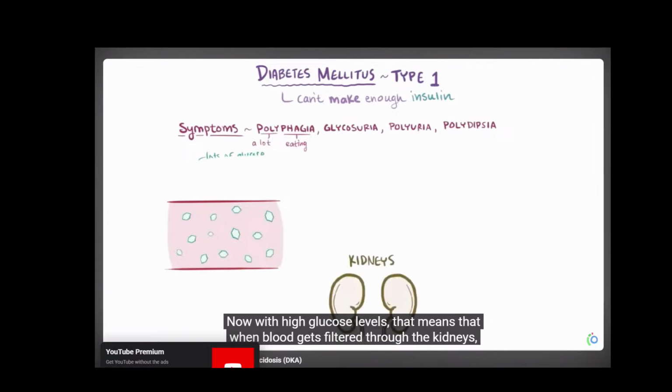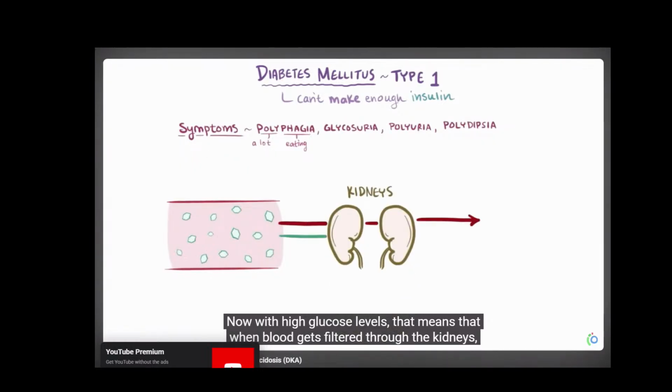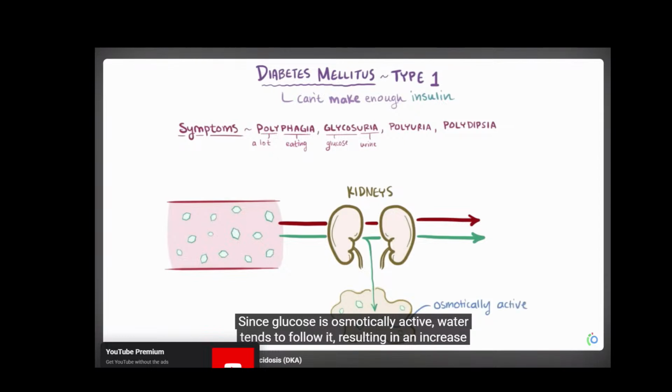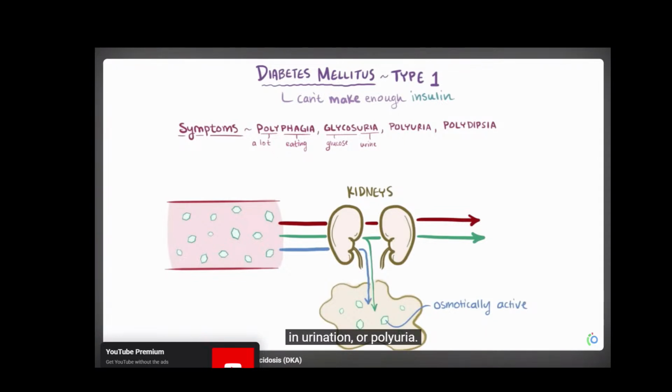Now, with high glucose levels, that means that when blood gets filtered through the kidneys, some of it starts to spill into the urine, called glycosuria. Glycose refers to glucose, and urea, the urine. Since glucose is osmotically active, water tends to follow it, resulting in an increase in urination, or polyuria.